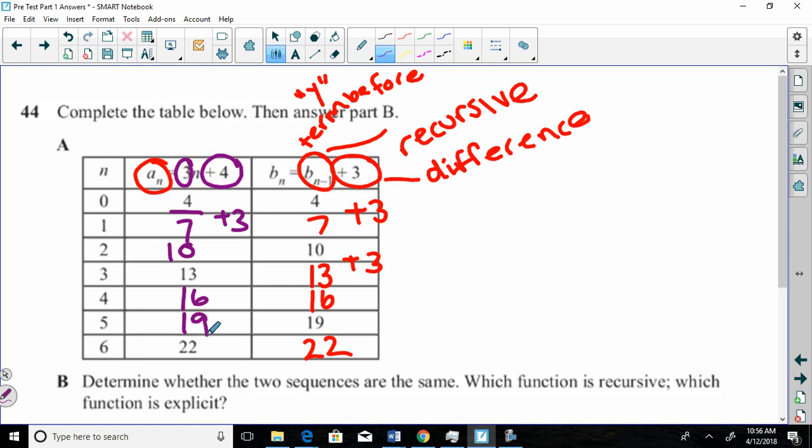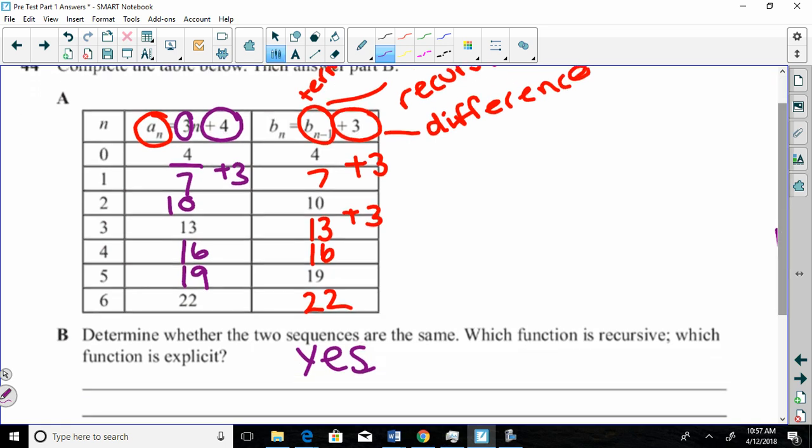Yes. Yeah, so make sure you are clear because your open-ended are worth a lot more than your multiple choice. So you want to make sure you're, especially if you know the answer, that you're clear with it. Then which function is recursive and which is explicit? So you would mention that this one's recursive because it tells you to add 3, take the term before and add 3. Explicit is almost like a rule. So I can get any term I want by plugging it in for n.